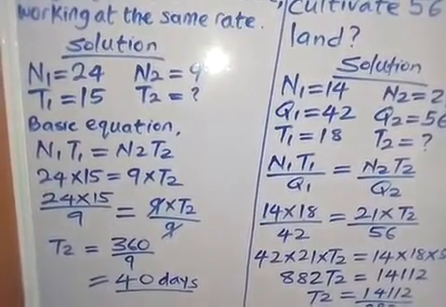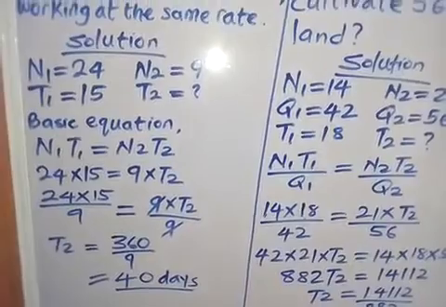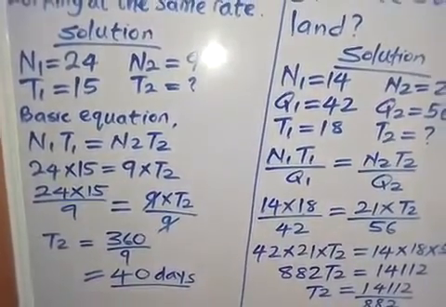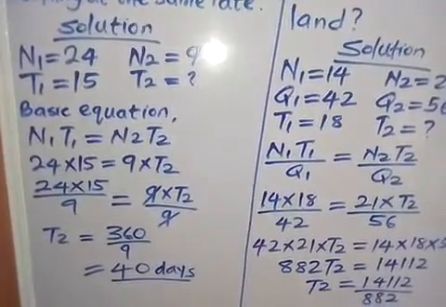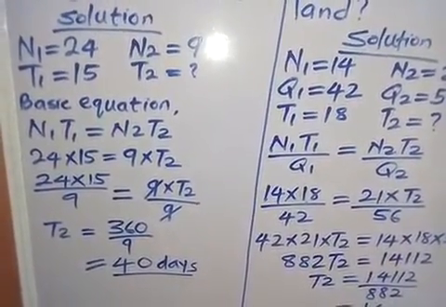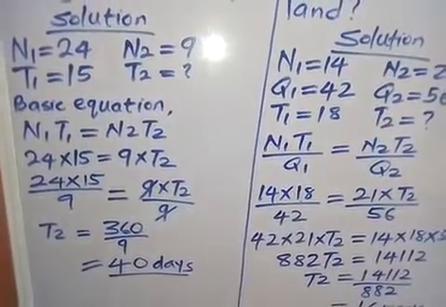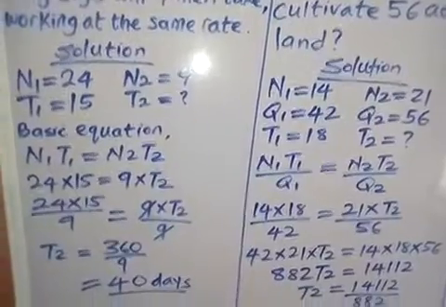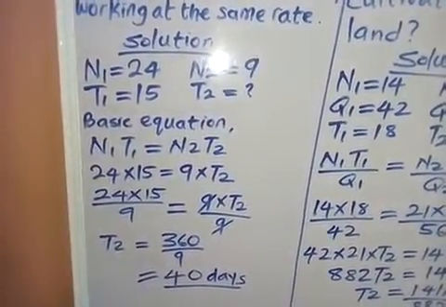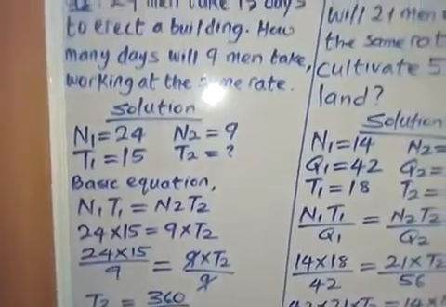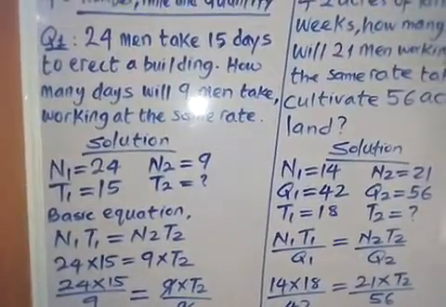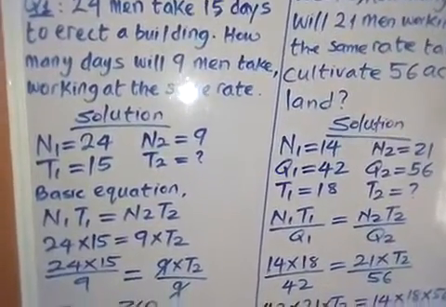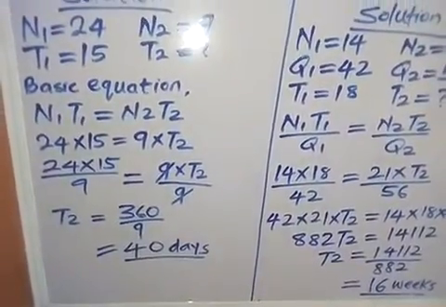So 9 will cancel 9 there. We'll punch our calculator. 24 multiplied by 15 will give us 360 all over 9. When we punch our calculator further, 360 divided by 9 will give us 40 days. So the 9 men will use 40 days to complete this same work. So this is question number 1, and the answer there is 40 days.